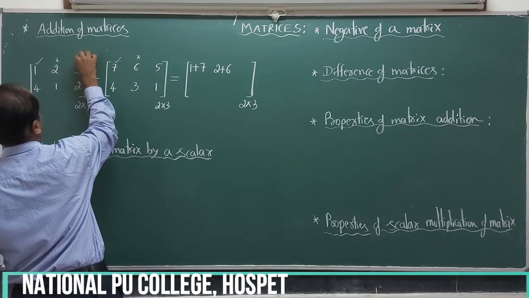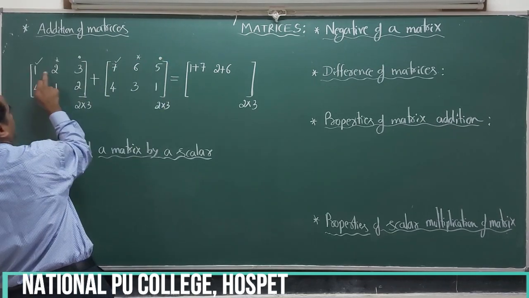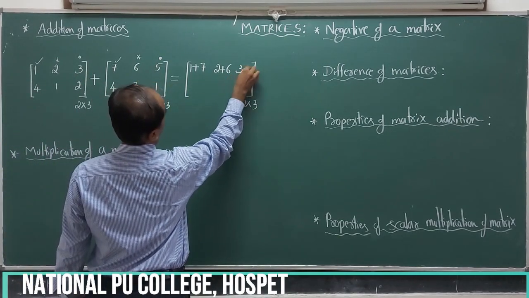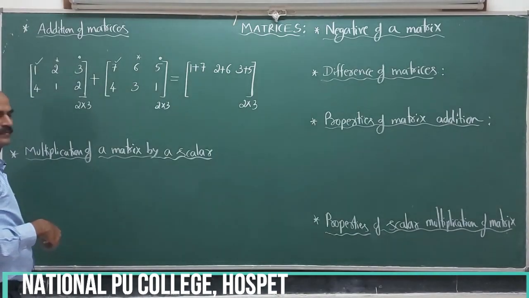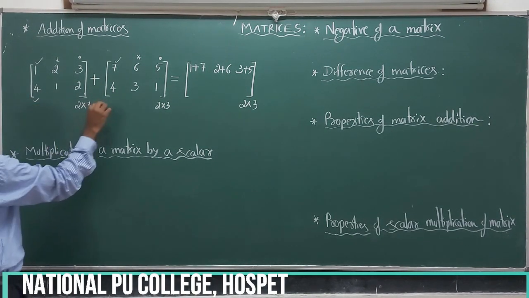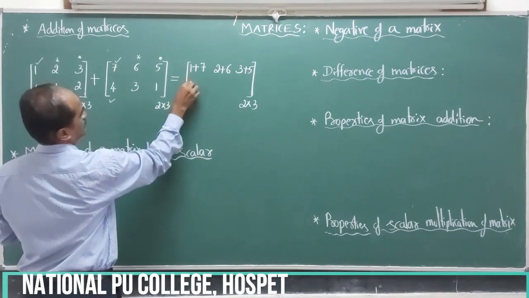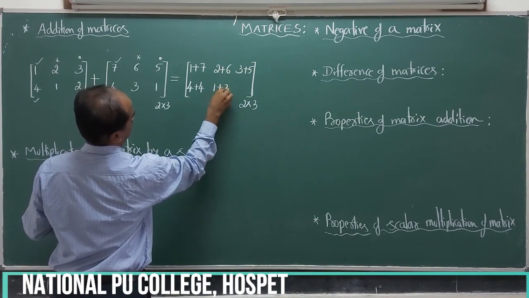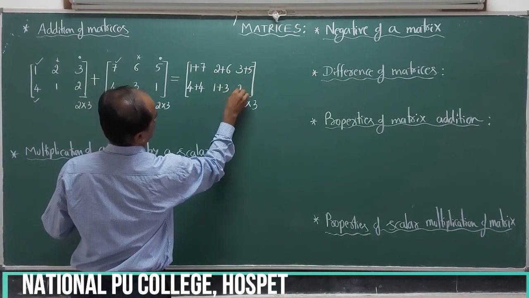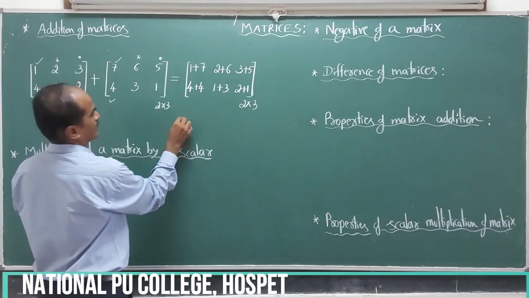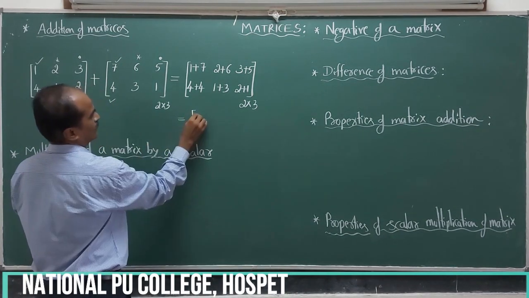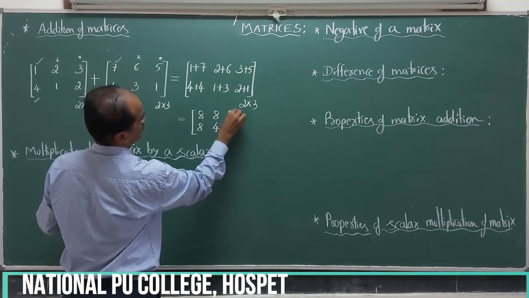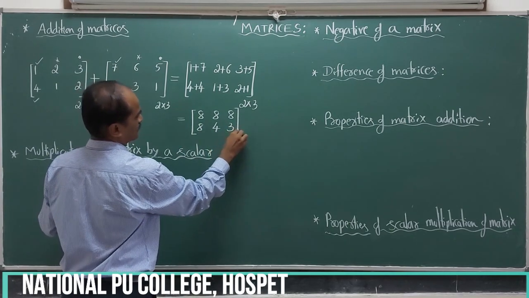Now, this element, first row, third column, first row, third column. The elements are 3 and 5. So I have to write 3 plus 5. Next, 4 and 4 are corresponding elements. So write 4 plus 4. Then 1, 3, 1 plus 3, 2, 1, 2 plus 1. Now simplify and rewrite this matrix. 1 plus 7, 8, 8, 8, 8, 4, 3. So this is what the resulting matrix.